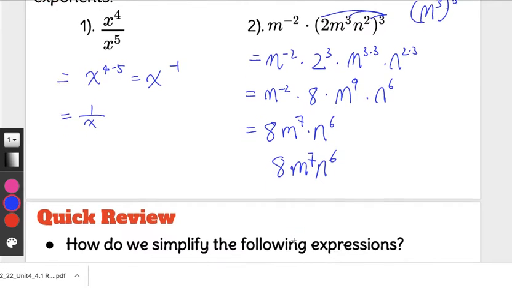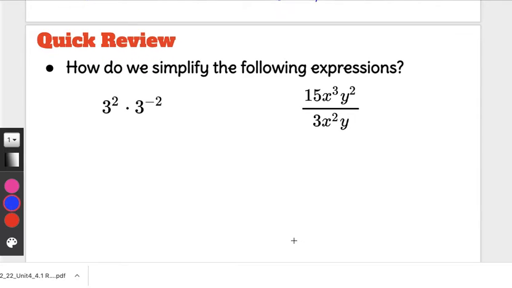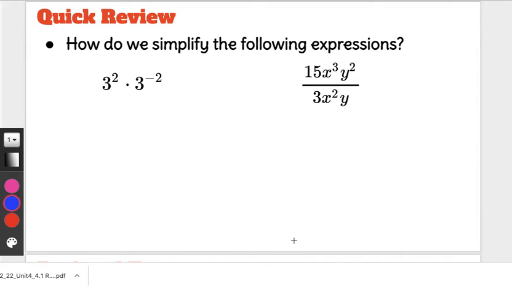So next, I just want to quickly readdress how we deal with exponents together. When we deal with exponents, oftentimes we always check, do we have the same base? If we do, then we are going to add exponents. For example, the first one, we add the exponents together, which gives 0.